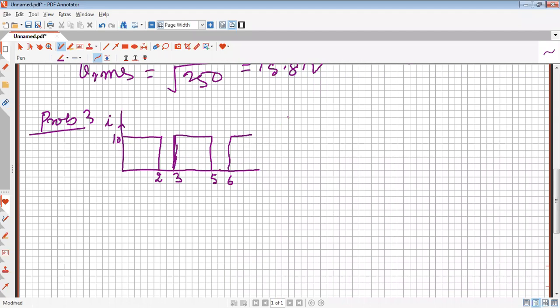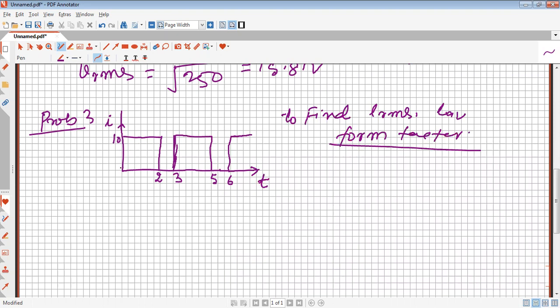In this question, it is required to find IRMS, I average and also the form factor. These three things we have to find out. I already told you, whatever waveform is given, first of all we have to find its time period. The magnitude of the current is 10 ampere, and it goes up to 2 second, then from 2 to 3 second its value is 0. Again at 3 second its value becomes 10 ampere, and the same thing repeats. By seeing this plot we can see its time period is T equal to 3 second.